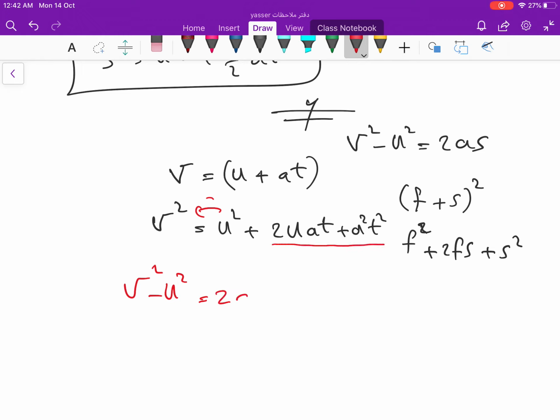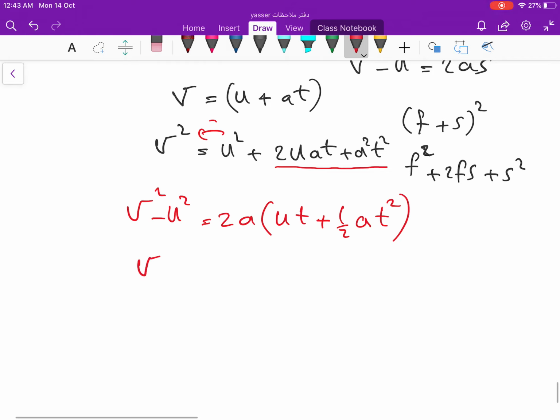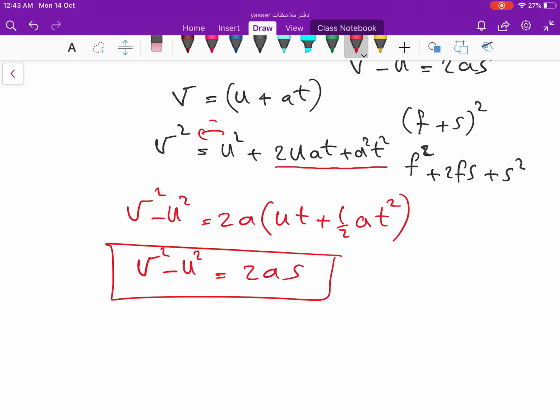I'm going to take 2a as the common factor. What is left for us? 2a and a we remove, so ut here, plus, with the 2, half. I take one of the a's, so we have a and t squared. So ut plus half at squared represents what? Correct, it represents displacement. So v squared minus u squared is equal to 2as, and here is the fourth equation.